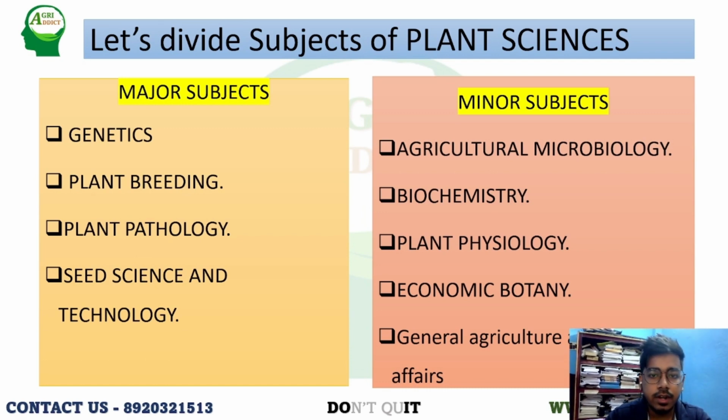I divided the whole plant science syllabus, or subjects, into two major parts: a major subject group and a minor subject group. In the major subject group come genetics, plant breeding, plant pathology, and seed science and technology. In the minor subject group come agricultural microbiology, biochemistry, plant physiology, economic botany, and general agriculture and current affairs.